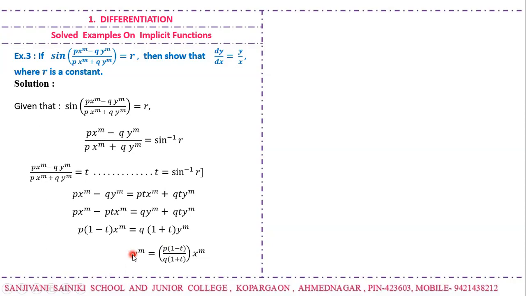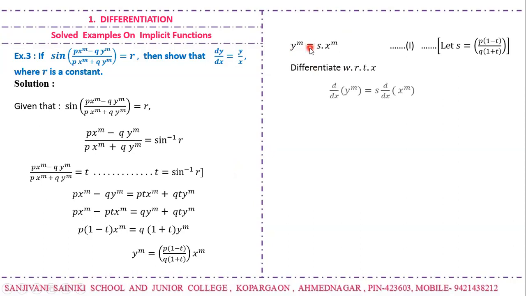Then we find the value y^m is equal to this expression, and this p is also constant, t is also constant. So whatever the expression we got here, we call it some another constant, say s. Then the equation is of the form y^m is equal to s x^m, and we can differentiate this equation with respect to x. So after differentiating the equation, we come to this step, dy by dx is equal to s times x^(m−1) upon y^(m−1).